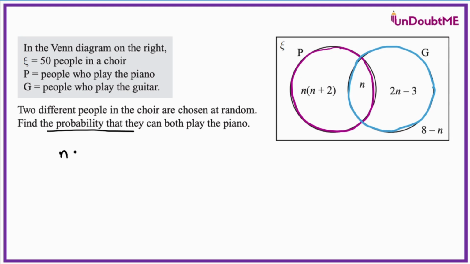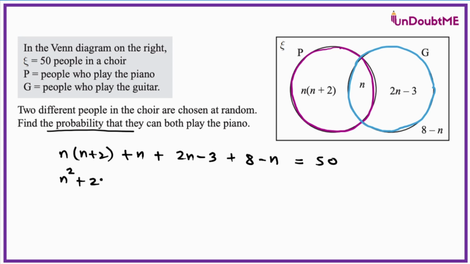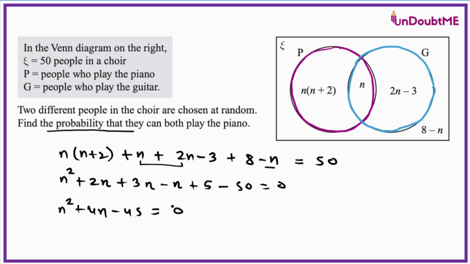If we add n plus 2, plus n plus 2n minus 3, plus 8 minus n, all together equal to 50. If we expand the first bracket, it will be n square plus 2n plus n plus 2n is 3n, minus n, and minus 3 plus 8 is 5, and minus 50 is brought to the left. Now it is n square plus 4n minus 45 is equal to 0.